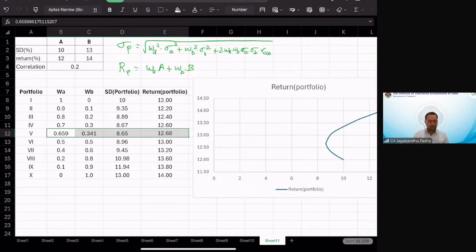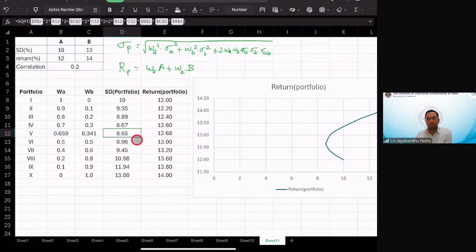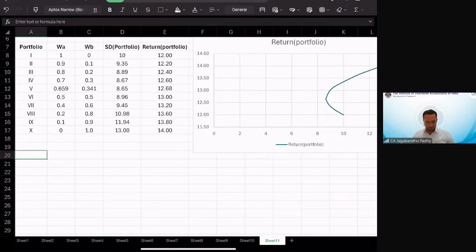So won't we be interested in knowing, sir, how do we get the weightage of this? How do we get the weightage of this particular security so that we are getting a portfolio with the lowest possible risk, right? Won't we be really interested in knowing the formula or the method to calculate these weightages so that we can calculate the lowest risk portfolio? So the optimum portfolio or lowest risk portfolio weightage can be computed using a formula. Let me just put that formula in front of you.